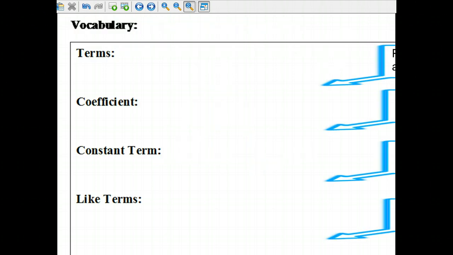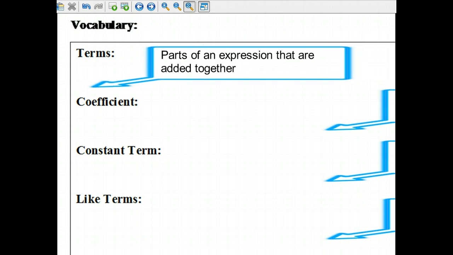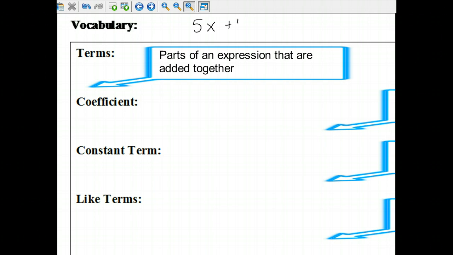All right, so next up we have a couple different examples. We've talked about these things: terms, coefficients, constants. But we want to put a definition to all these things. So terms are the parts of an expression that are added together. And those were the first three things: the 5x, the 4x, and the negative 7, parts of the expression that are added together.